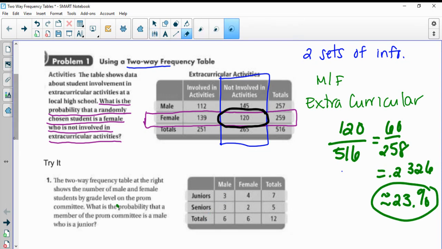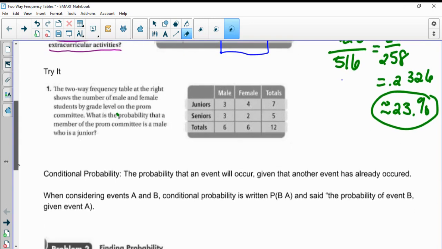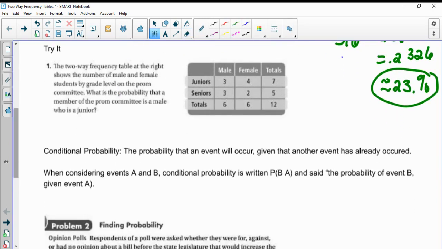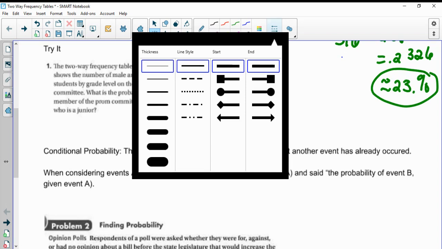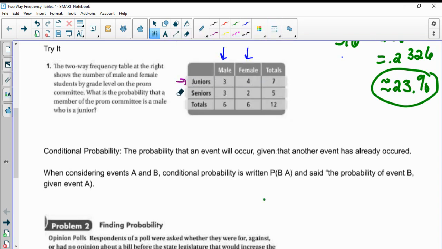Let's look at this little example down here about prom. Okay, so this one says the two-way frequency table at the right shows the number of male and female students by grade level on the prom committee. So we have a male column that's this way, we have a female column in the middle, and then we have a row of juniors going this way and a row of seniors going this way. So my big total is 12. Okay, so it says, what is the probability that a member of the prom committee is a male who is a junior?